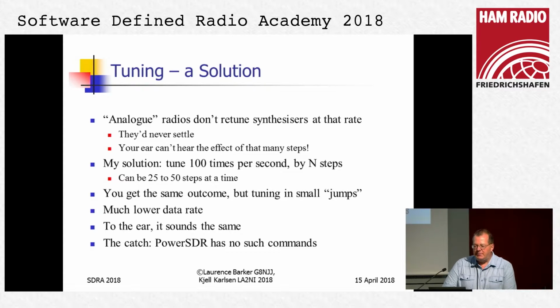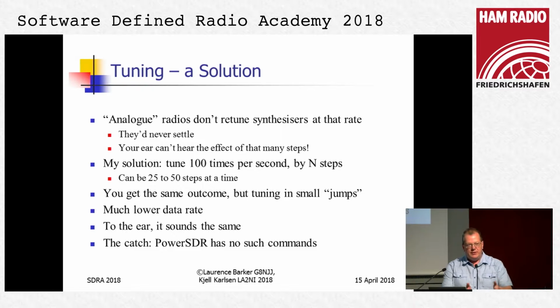So the observation that I had was that an analog radio doesn't retune its synthesizers at that rate. It can't do it because they would never settle. What it does instead is tune the synthesizers much less often and then just nudge them to the side one way or the other. So what I decided I was going to do was to have the radio tune every 100th of a second, every 10 milliseconds. And what it will do is count how many steps the tuning knob has moved in the last 10 milliseconds, be that 0 steps or potentially 20 or 30 steps, and then move the VFO frequency once by that number of steps.